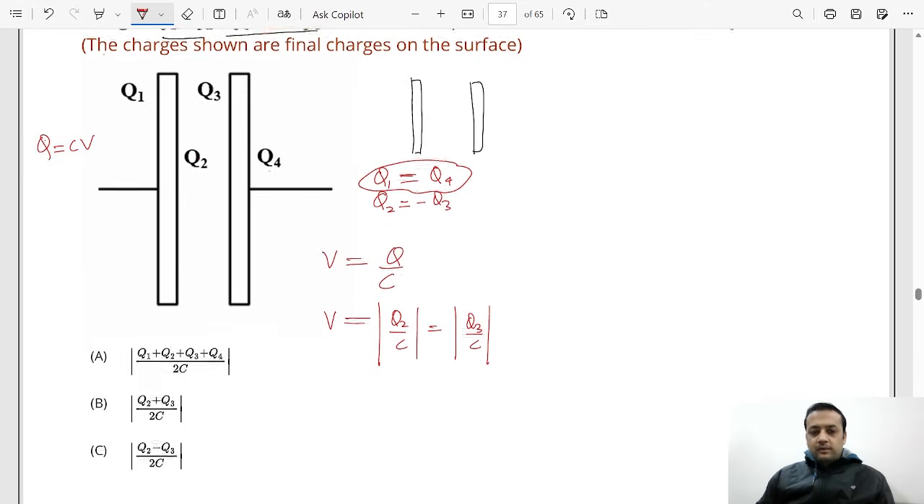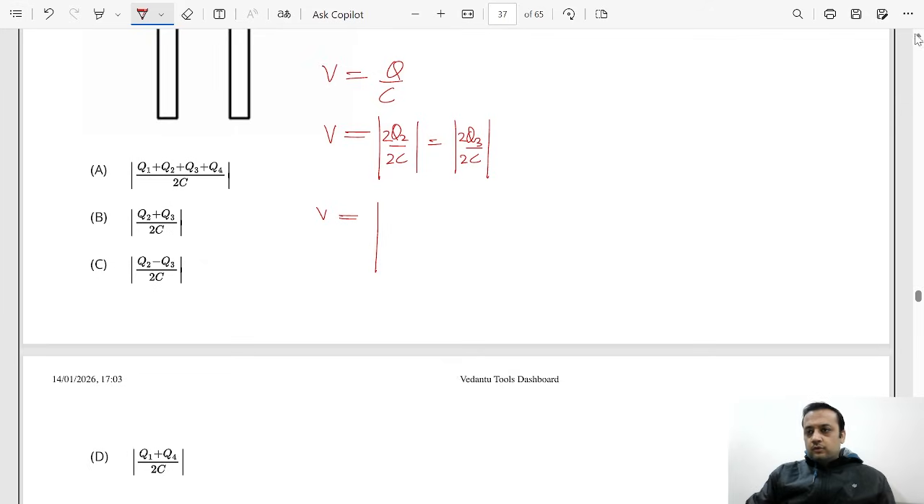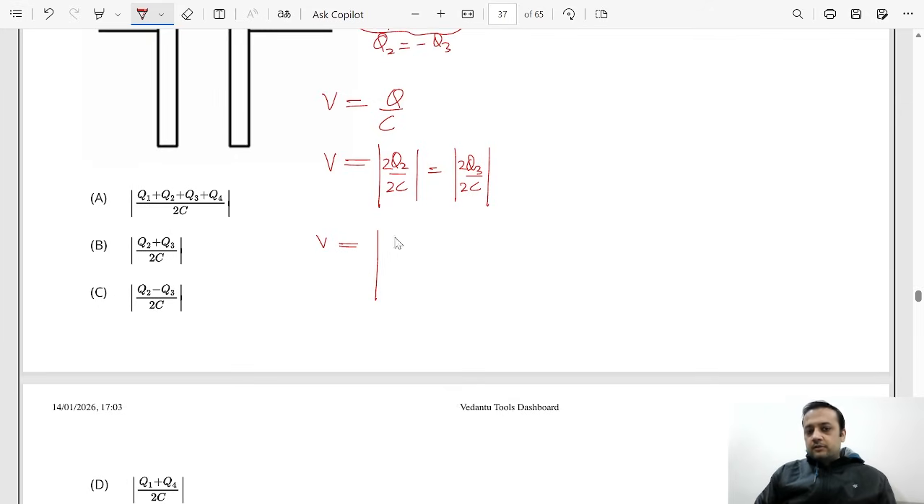Okay, but if you look right now, none of the options are matching. Why? Because you have to do a bit of manipulation here. So I'll show you. Suppose I use this. So what you can do, you can write 2 here and 2 here. Similarly, if I use this, then you can write 2 here or 2 here, right? So look, now this can be written as Q2 plus Q2 by 2C, right? And this can be written as Q3 plus Q3 by 2C, right?